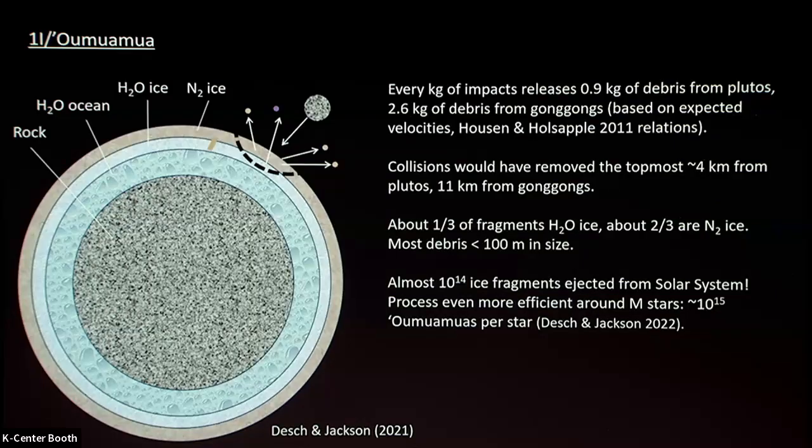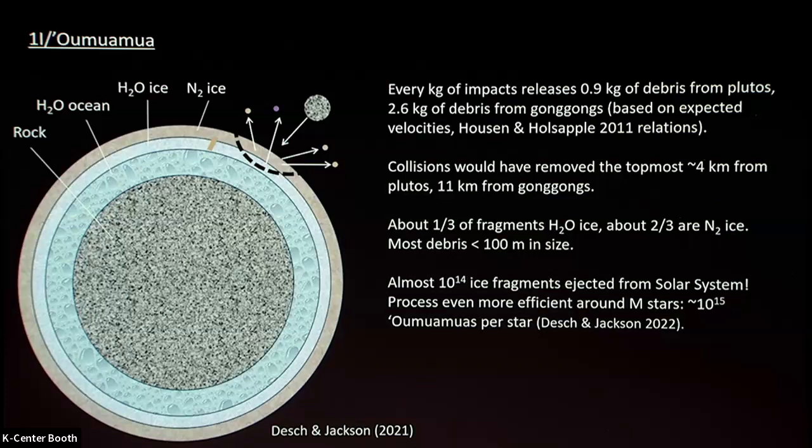And we came up with about 10^14 ice fragments ejected from our solar system, which is a lot more than comets. And it's not quite enough to explain the likelihood of an Oumuamua, but in subsequent work, we showed that around M stars, the conditions are even better to have more of this ice ejected from solar systems. And so it gets you well above the 10^15 that you need.